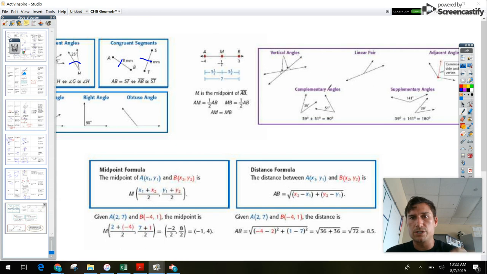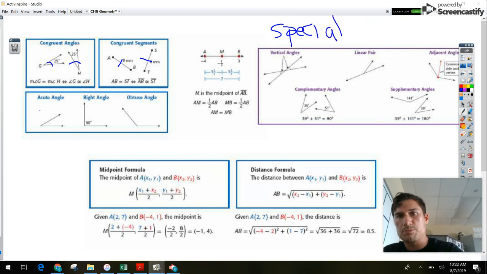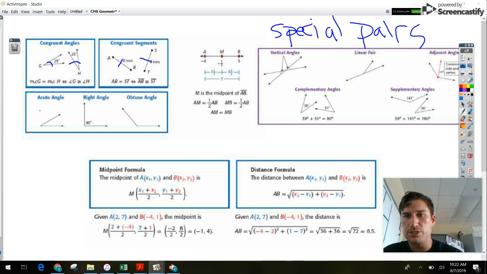Make sure these are your special pairs of angles. Those are your special pairs. All of these are important. So TQs for all of those. You have to be able to draw in special properties.